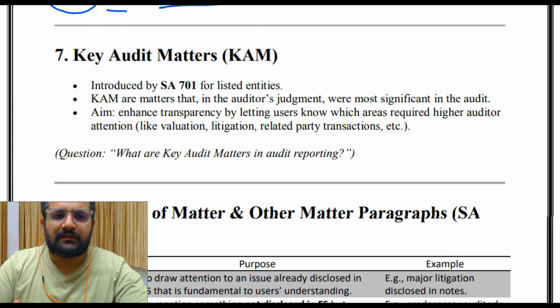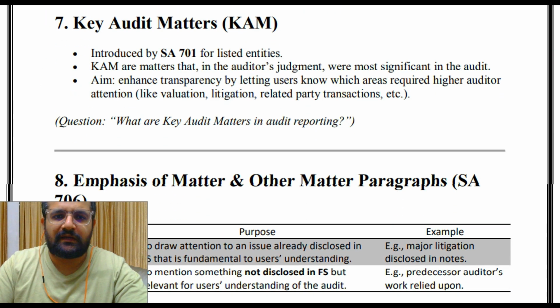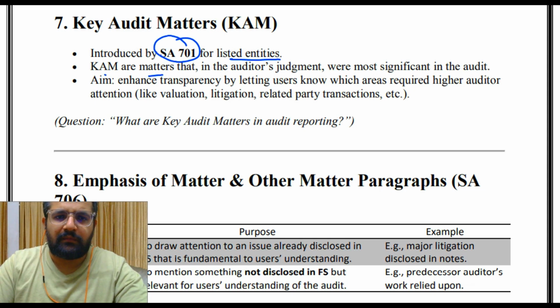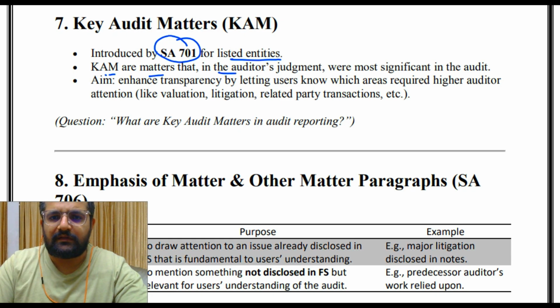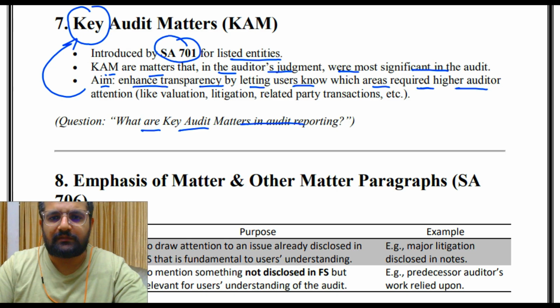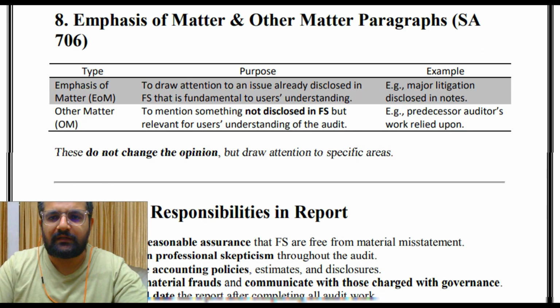Then key audit matters, that is KAM, introduced by Standard on Auditing 701 for listed entities. KAMs are matters that, in the auditor's judgment, were most significant in the audit. KAMs enhance transparency by letting users know which areas required higher auditor attention, like valuation, litigation, related party transactions. So which are the areas that require higher auditor attention? So that is our key. Okay, so key audit matters. Question: what are key audit matters in auditor reporting? So very important, these definitions.